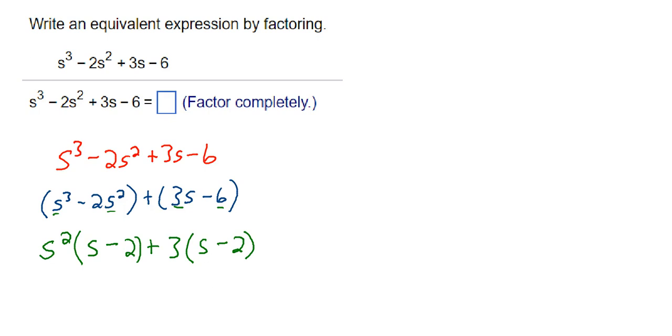And that's what I should expect to see, because these problems should be set up in this way, where once we do the grouping, the parentheses from the first group should match the parentheses from the second group. So we're going to factor that out. We'll factor out the s minus 2.